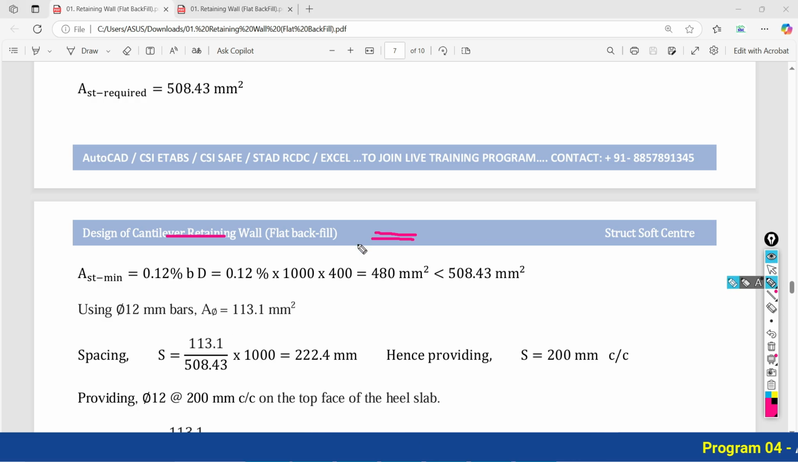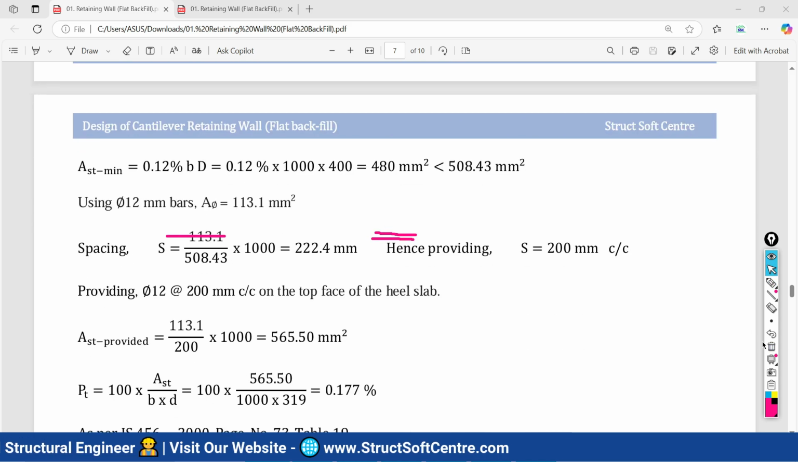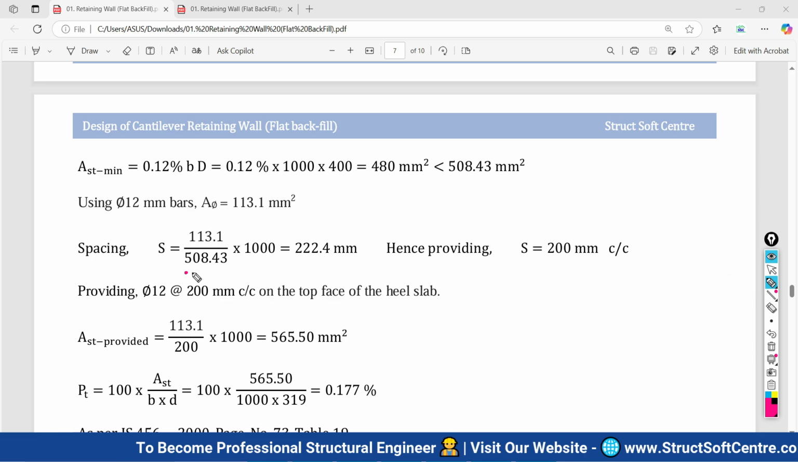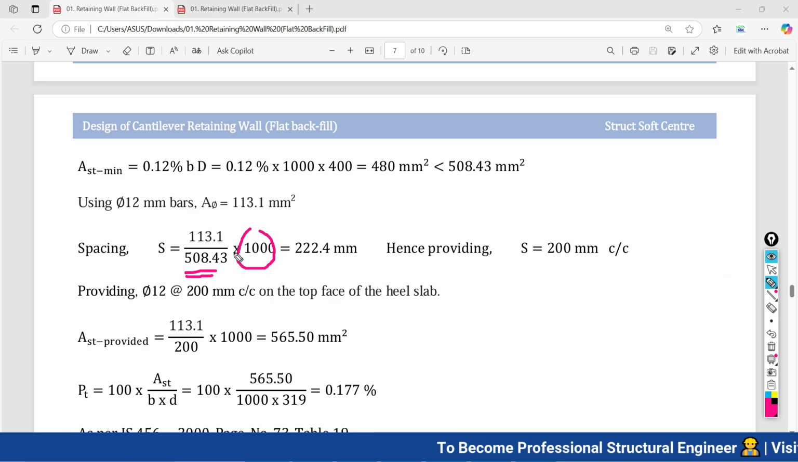113.1. Now I would like to find out at what spacing I have to provide the reinforcement in the heel slab. So for that reason, what I need to do? I need to do this calculation: unit area of 12 mm diameter of bar divided by total area of the reinforcement you are going to provide over a 1 meter span.